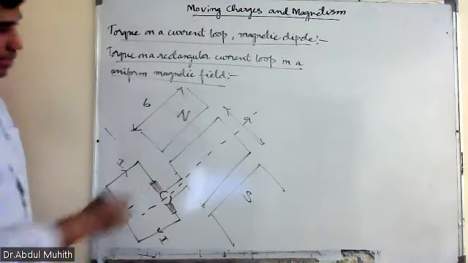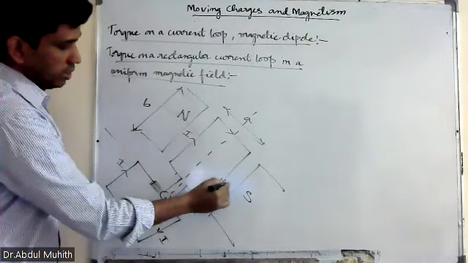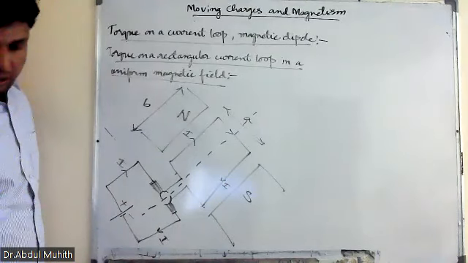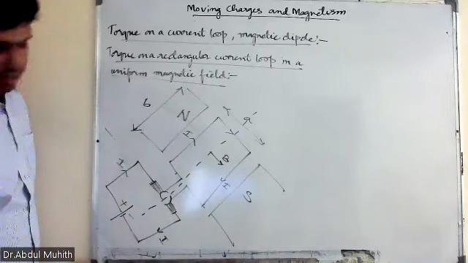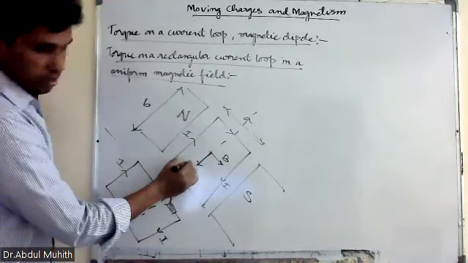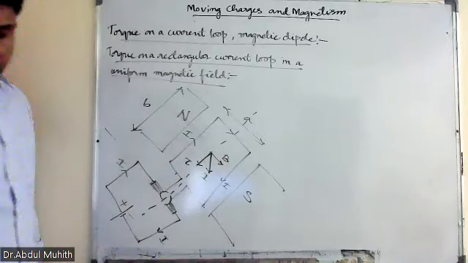Now current I is flowing in this way, here in this way, then current I is going in this way. Now, what is the magnetic field? B is the direction of the magnetic field. And what is tau? Here, tau is the torque and I is the current.